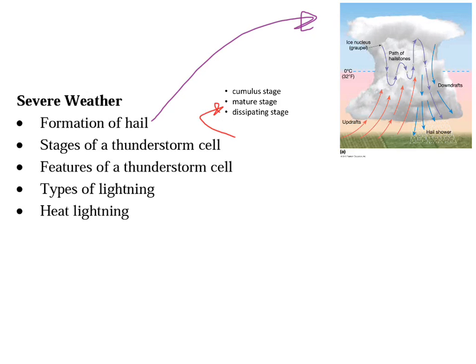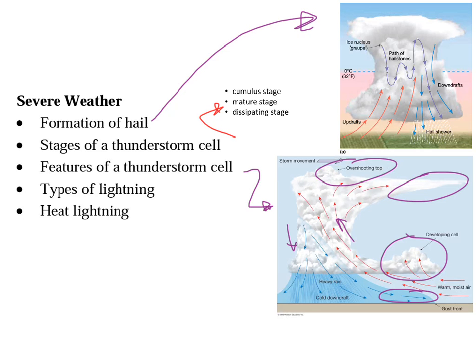Stages of a thunderstorm cell, there are 3. There's the cumulus stage, the mature stage, and the dissipating stage. I think that probably do it for you. Features of a thunderstorm cell, that was a homework.